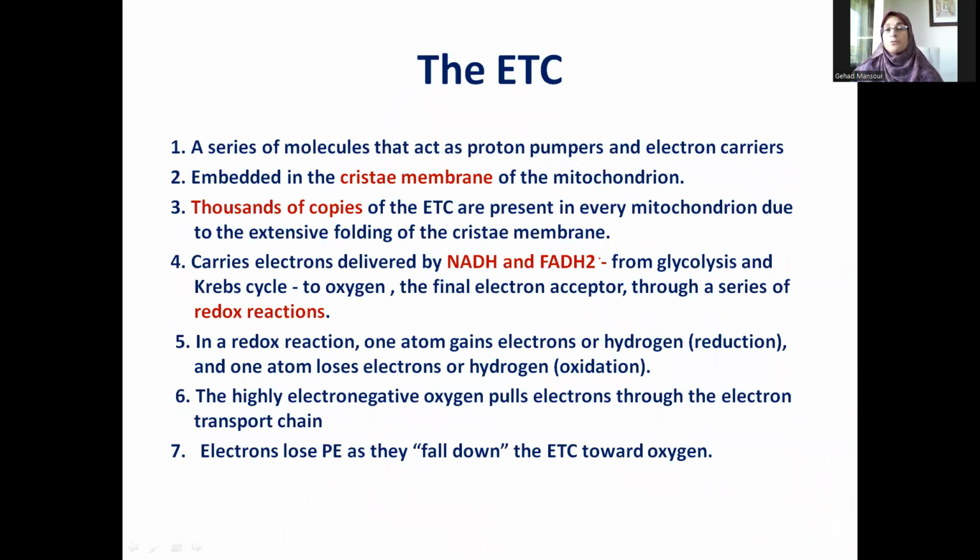Now, the electron transfer chain, as we said, consists of molecules that are considered both proton pumpers and electron carriers, and they are present on the cristae of the inner membrane. And that's why we have folds on the inner membrane in order to increase the surface area and allow for the presence of multiple molecules of the electron transfer chain.